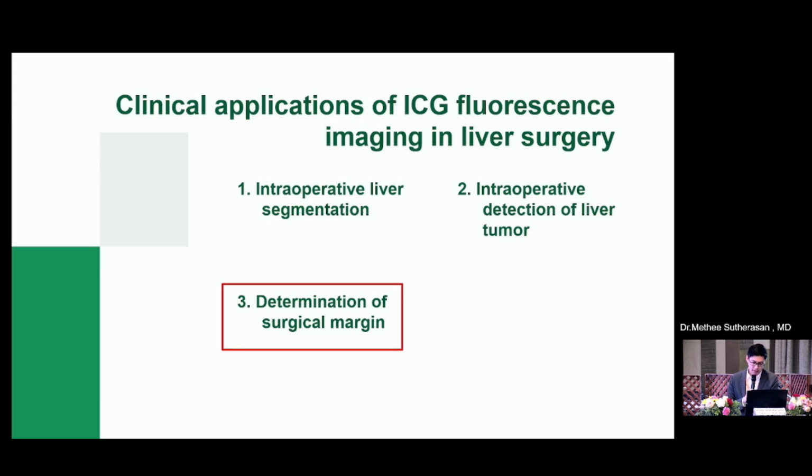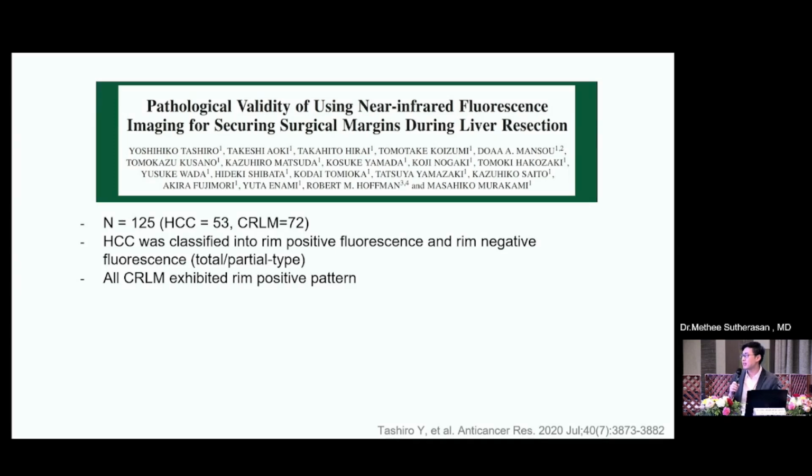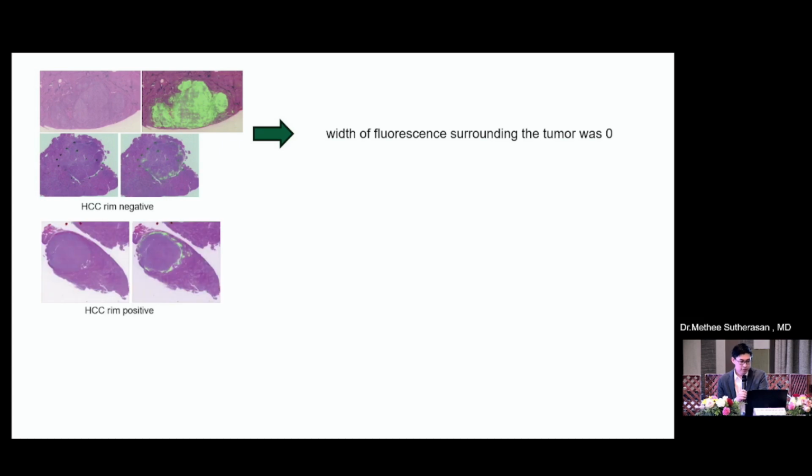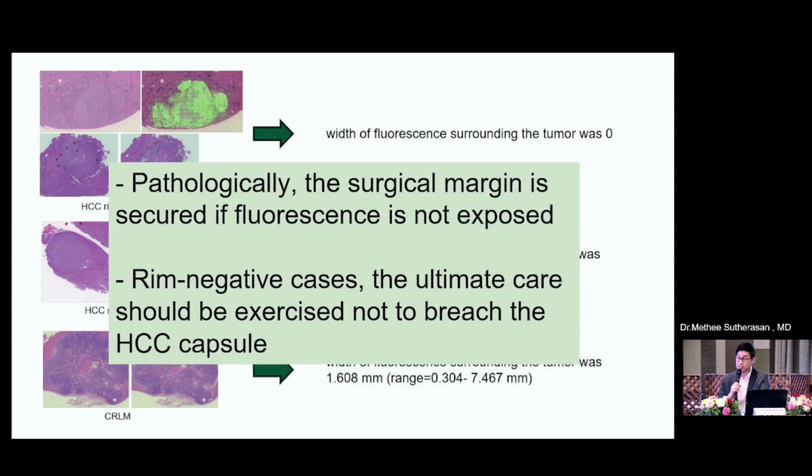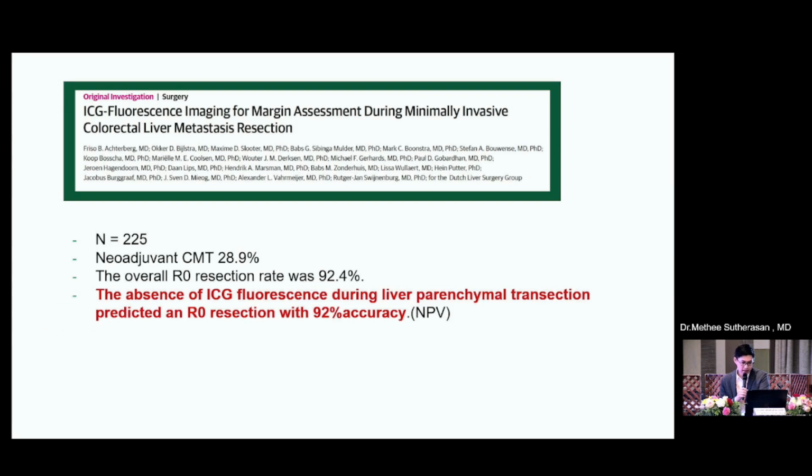And the last one is the determination of surgical margin. A study that focused on the pathological validity of using the ICG during liver resection found that if we remove the tumor and cannot see the ICG at the transection plane, usually the tumor has a negative margin, especially in colorectal liver metastasis patients, and the accuracy of this test is around 92%.